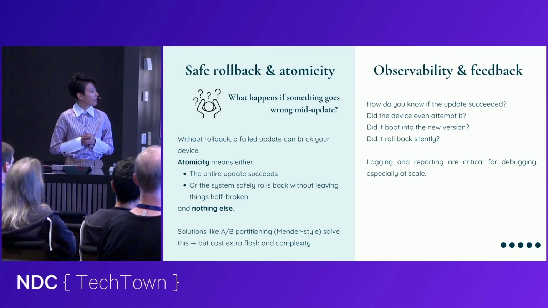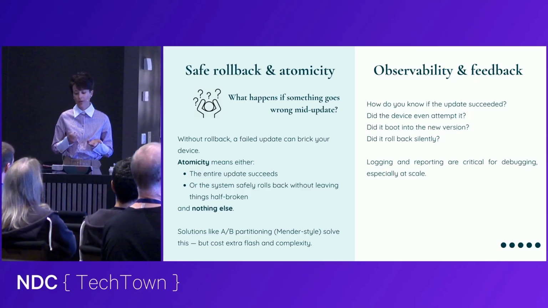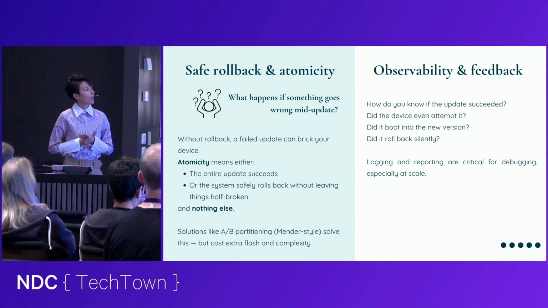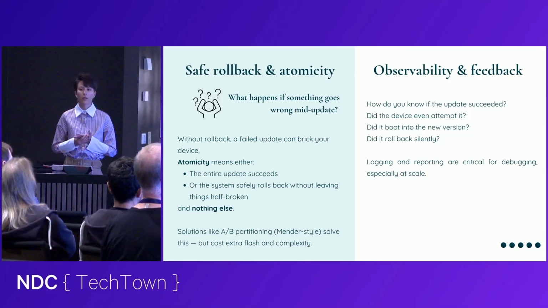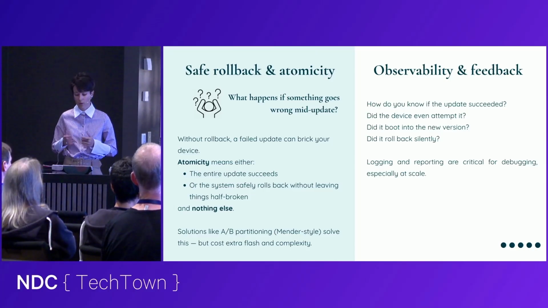A/B partitioning, I will explain in the following slides, but if you're familiar with Mender, you're probably aware already what it means. When it comes to observability and feedback, I feel that that is often overlooked, especially by software engineers, because in embedded devices, that's something you need to pay close attention to. You need to be aware if your update has succeeded, of course, but you also should be able to get the logs even if the update is successful, because you need to know how it is behaving when everything goes right. That will help you debug it when something goes wrong.